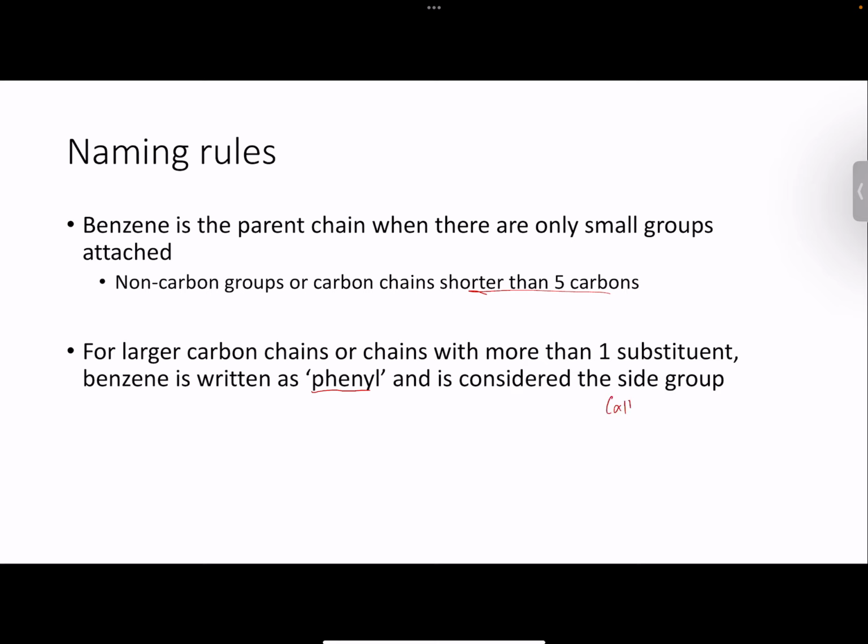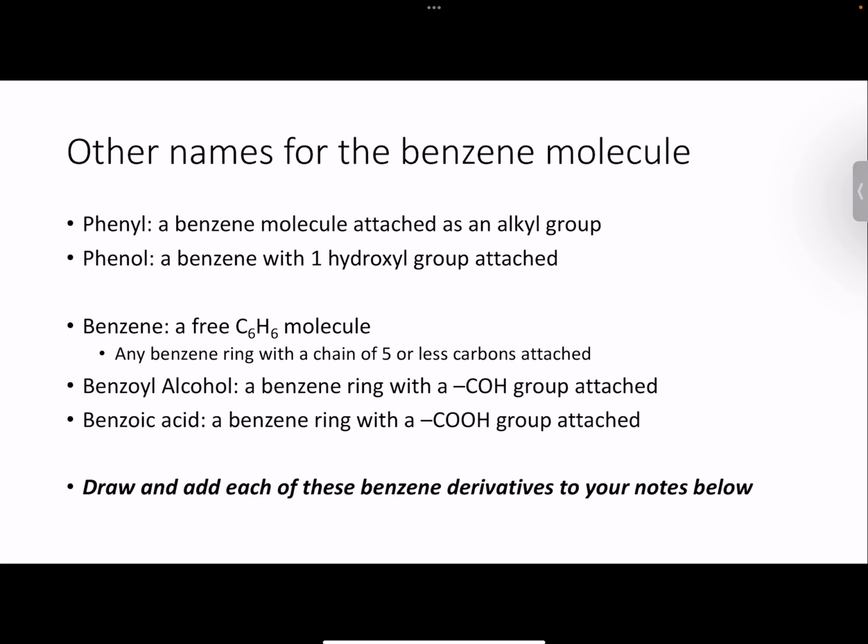We'll just write that down there. A couple of other ones, this is where benzene gets a bit confusing, but its name changes based on what it's attached to. So phenyl is a benzene molecule. We'll draw a hexagon with a circle, attached as an alkyl group. So that's going to be attached to a carbon chain that's 6 or more. Phenol is a benzene ring with an alcohol attached to it.